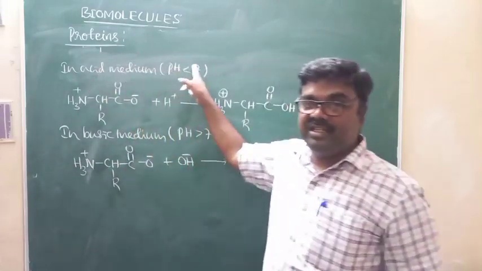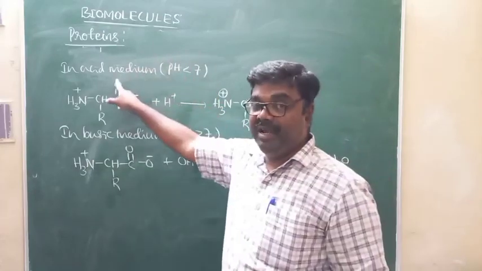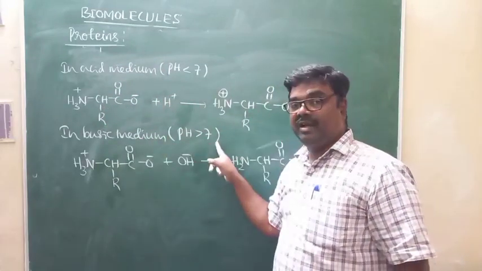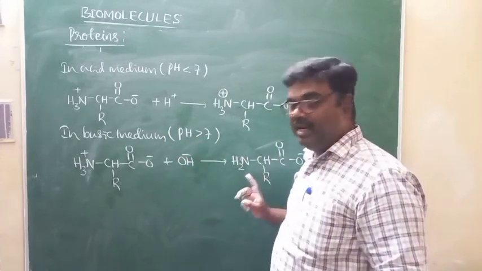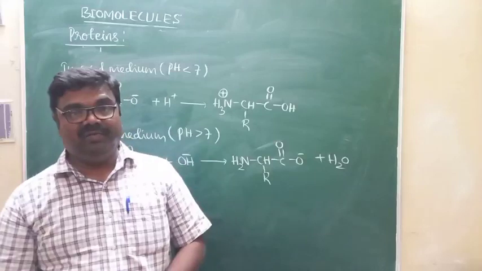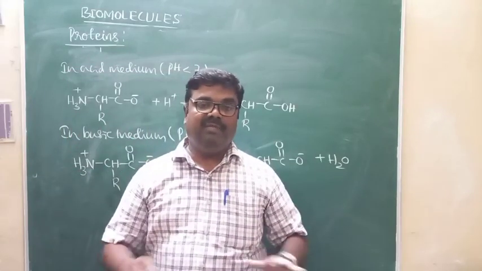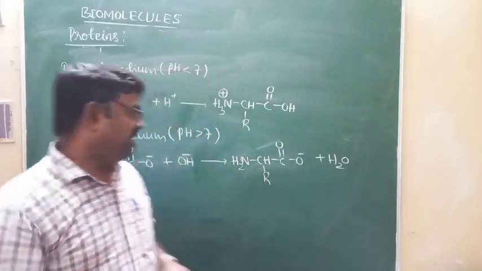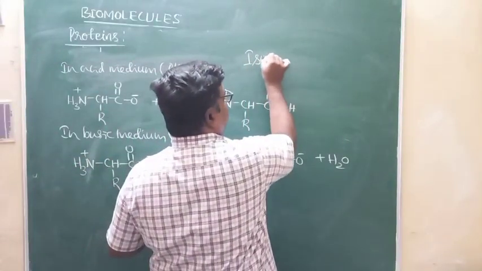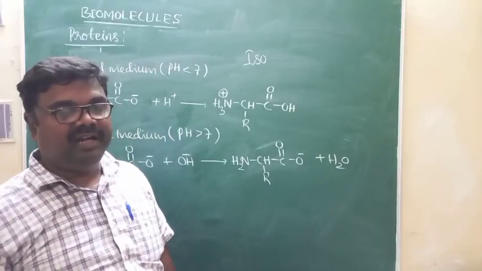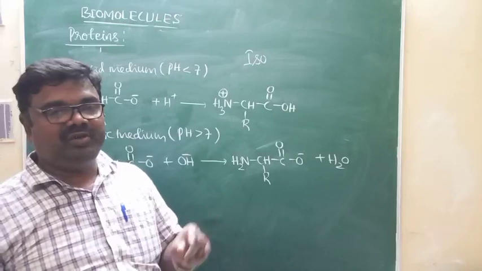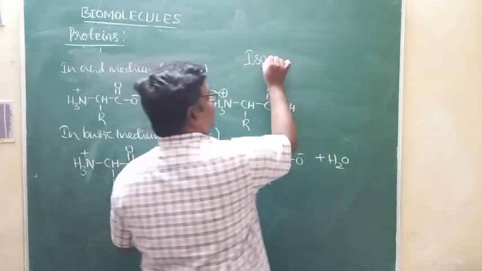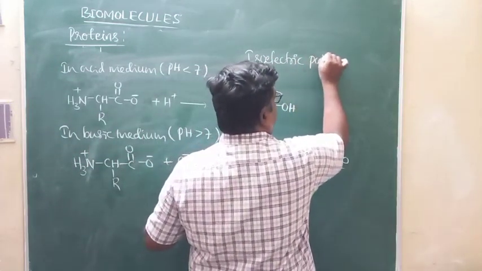Just observe. In acid medium, when pH is less than 7, alpha amino acid molecules move towards the cathode. When pH is greater than 7, they move towards the anode. Therefore, at one particular intermediate pH value, alpha amino acid molecules do not show any migration towards either electrode under the influence of an electric field, and that particular pH is called the isoelectric point. Under that pH, the molecules show no migration towards either of the electrodes. This is what we call the isoelectric point.